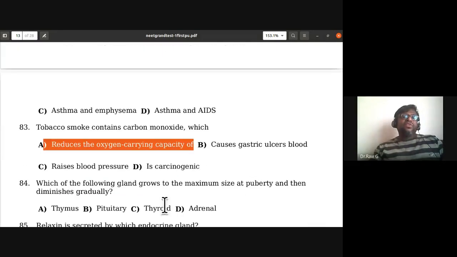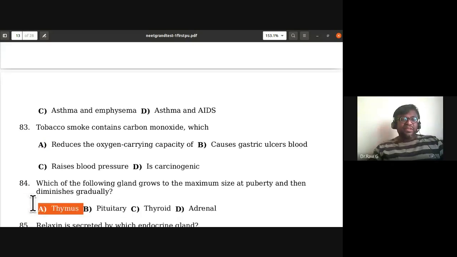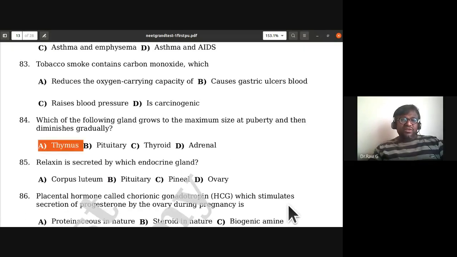Okay. So which of the following glands grows to the maximum size at puberty and diminishes gradually? It's a very easy answer. Thymus is the answer. Okay, thymus grows to maximum size at puberty and then diminishes gradually.